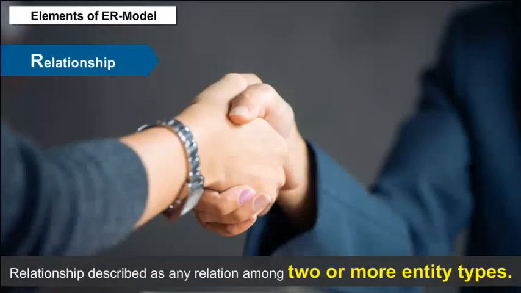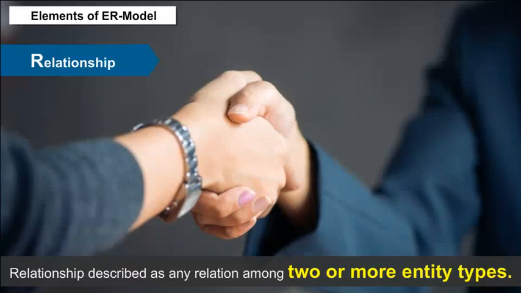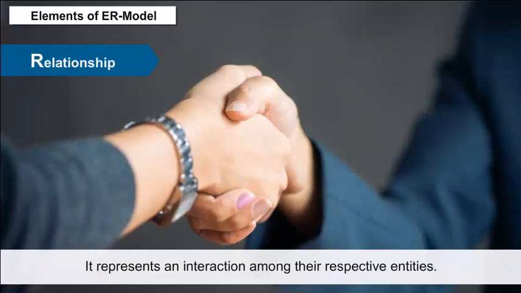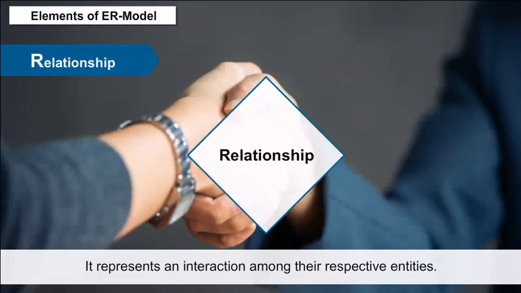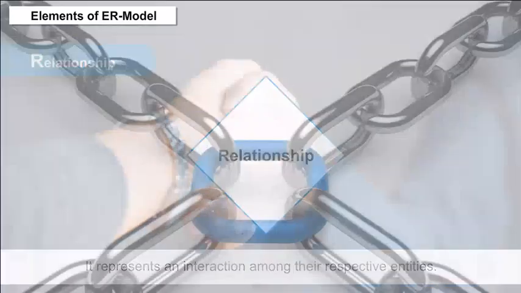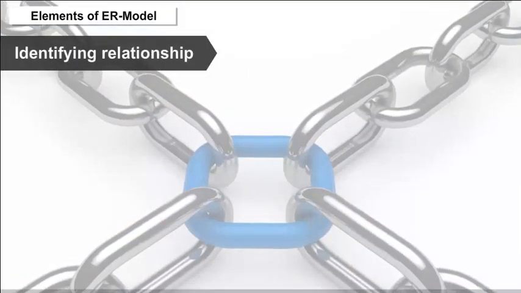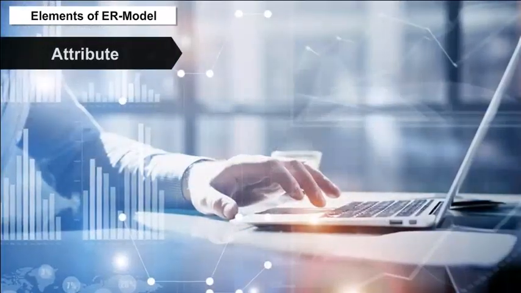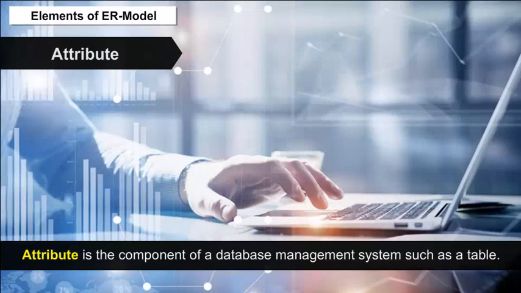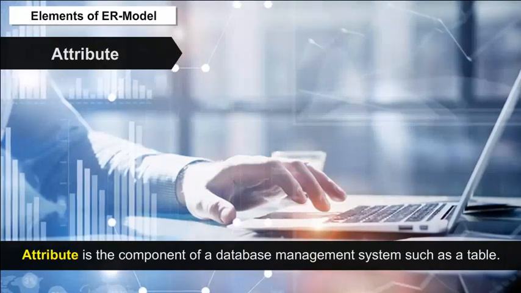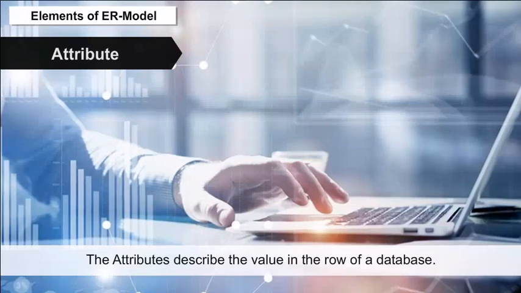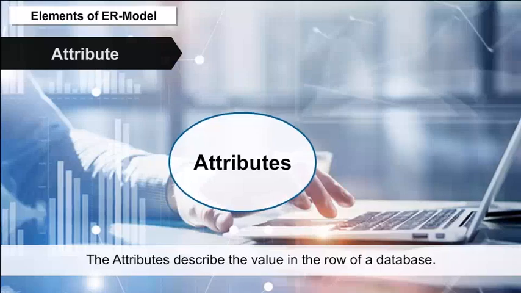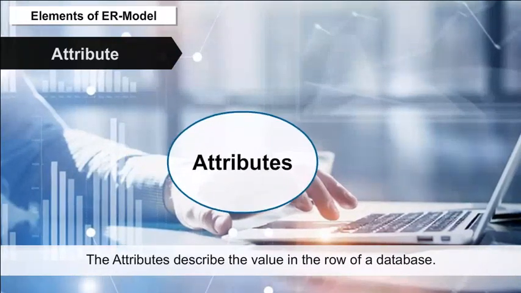Relationship. Relationship is described as any relationship among two or more entity types. It represents an interaction among their respective entities. It is represented as a diamond box, identifying the relationship. This is represented with a double-lined diamond-shaped box. Attribute. Attribute is the component of a database management system, such as table. The attributes describe the value in the row of a database. Attribute names are enclosed in oval and attached to their entity type by straight lines.